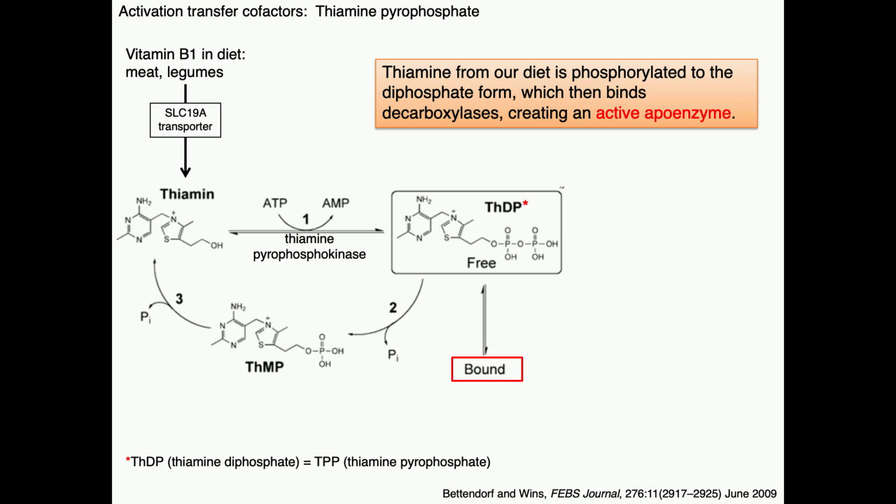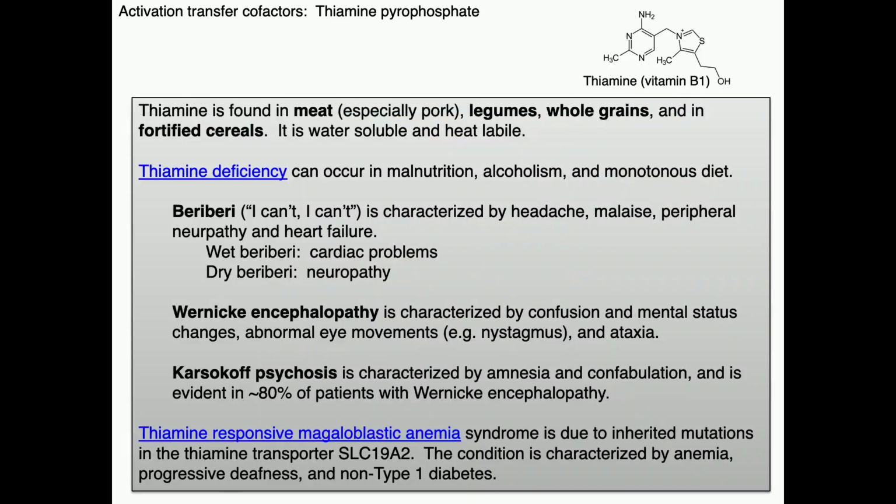I'm mentioning this SLC19A transporter. This is the way that thiamine can enter into the cells. There are inborn errors of metabolism resulting from a loss of function mutation in that transporter that can recapitulate the symptoms of thiamine deficiency. The symptoms of thiamine deficiency are referred to as beriberi, and in the Togolese language, beriberi means I can't, and that's the hallmark phenotype: weakness and malaise and just generally not having any energy.